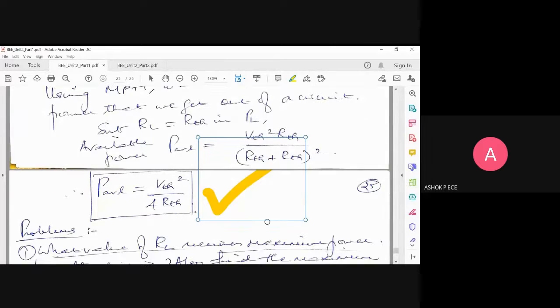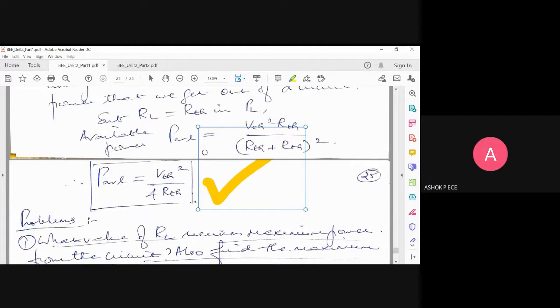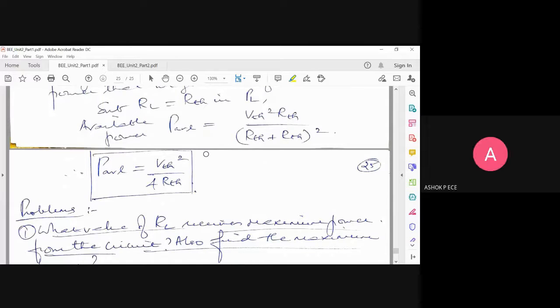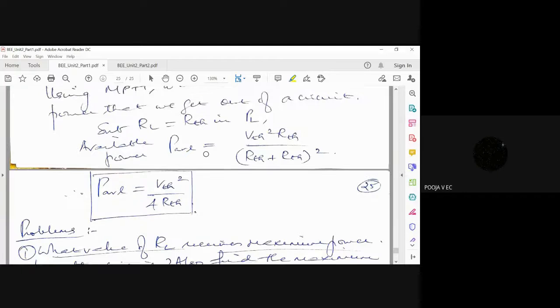Is anybody having queries in the statement of this theorem and how to understand this theorem? Maximum power transfer theorem. Sir, why is it necessary for the load resistance to be equal to the resistance of the circuit for maximum power transfer?